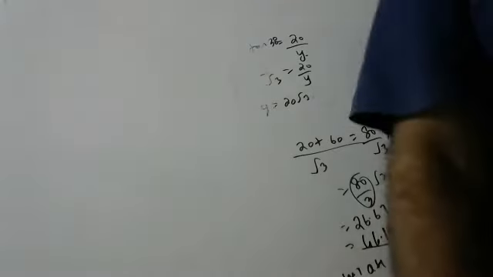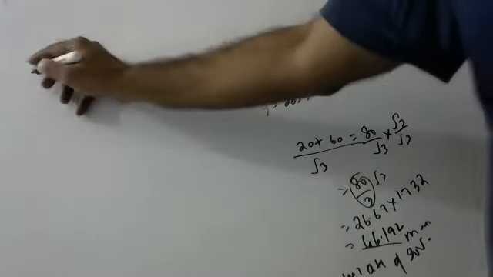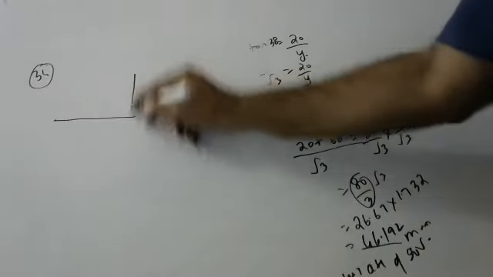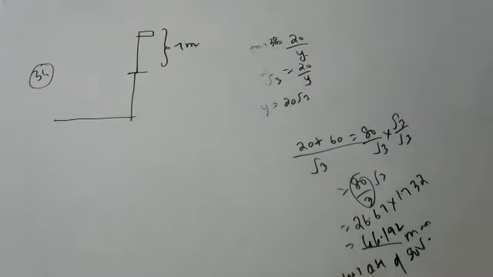Okay, children. Next sum, the 34th sum, which is there in NCERT. A vertical tower stands on a horizontal plane and is surmounted by a flag of height 7 meters. There is a pole and a flag of 7 meters.